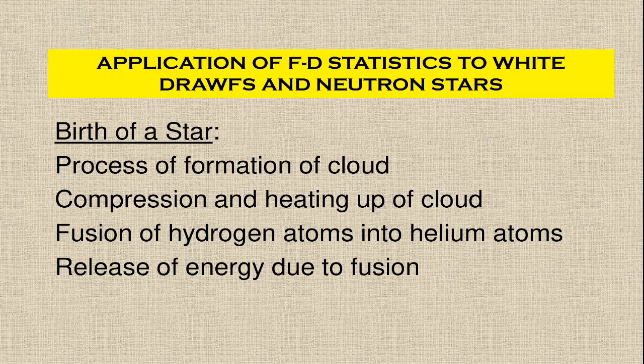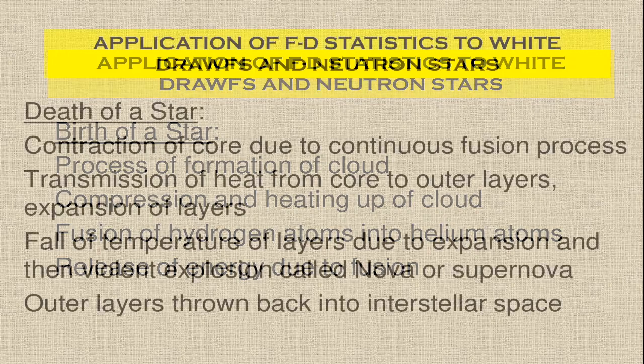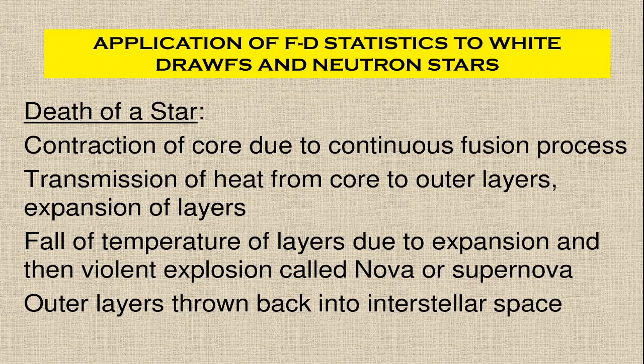So next we will see how the star dies. So again, we'll go to the next slide. Here, we were saying that the star is in existence because of thermonuclear or fusion reactions. Now what happens when all the hydrogen atoms of the star are converted into helium atoms? Then the core of the star starts contracting.